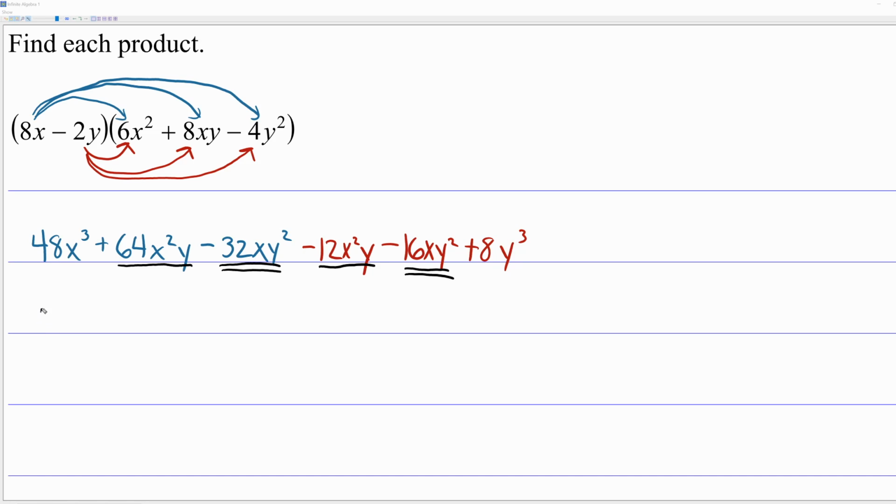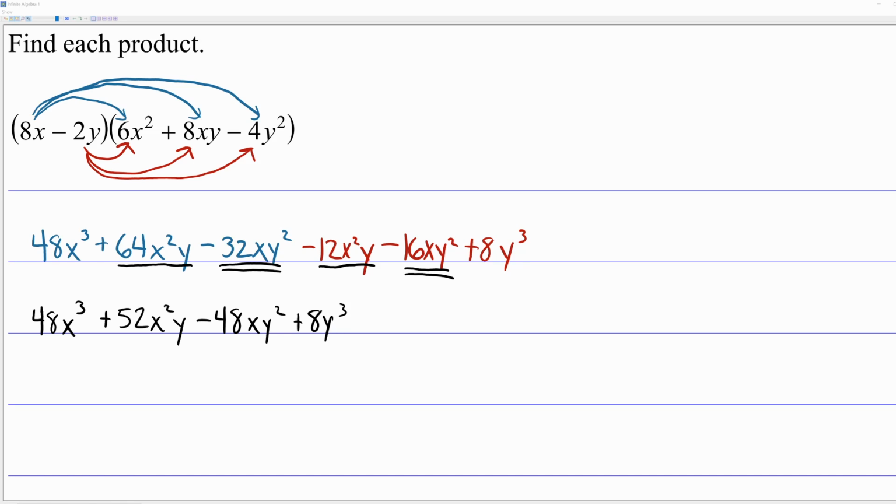So my final answer is 48x cubed. And then let's see, we have 64x squared y minus 12x squared y. Well, 64 minus 12, what's that? 52. So we have plus 52x squared y. And now the xy squared terms, these underlined with 2 black marks. We have -32 and -16. Well, -32 minus 16 is -48, and those are xy squared terms. And then we have 8y cubed at the end.